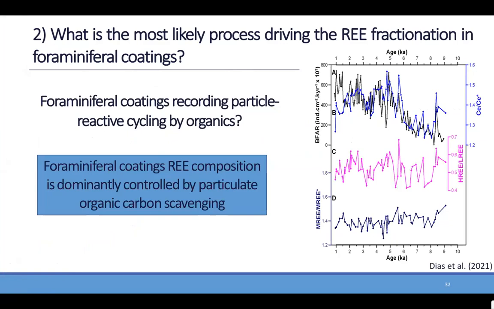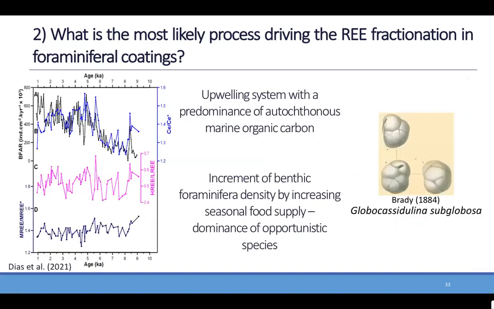Concluding this question, we can say that the rare earth element composition of the foraminiferal coatings is dominantly controlled by particulate organic carbon scavenging. And we only could reach that because of the BFAR index. The benthic foraminifera showed some quick and very good records of these changes in primary productivity and carbon exportation from this upwelling system. And this quick response from the benthic community is because of these inputs of fresh organic carbon.